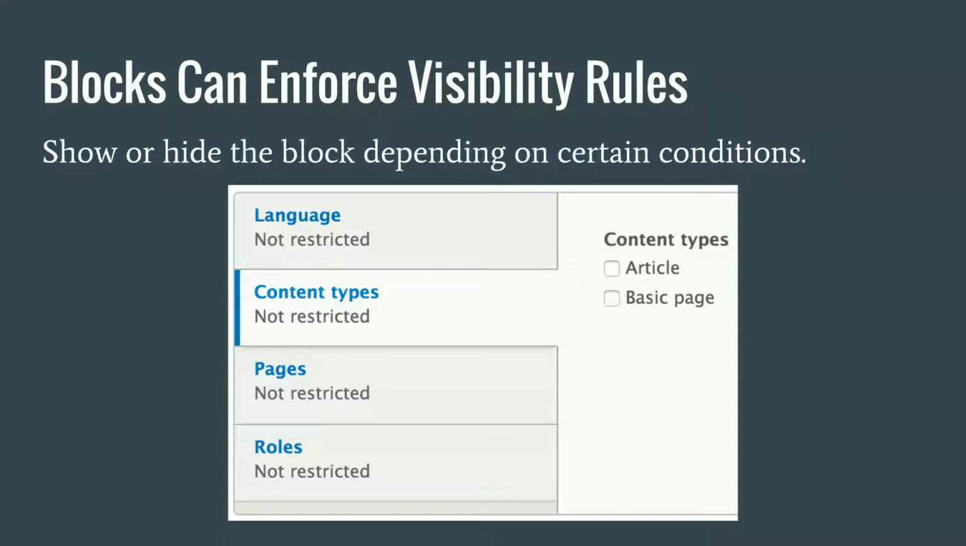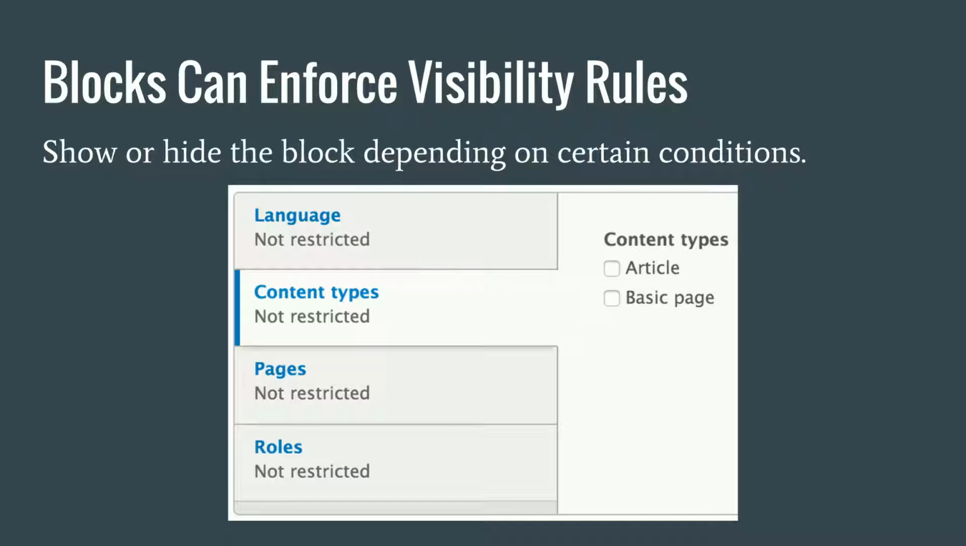Blocks can also enforce visibility rules. For example, you can configure a block, but display that block only when you are visiting a node of a specific content type. If I have a content type called articles, that article will have an author, so I can have a block that says more articles by the same author. But if I have in the same website another content type called events, it doesn't make any sense to have a block that says more articles by the same event, because events do not write articles.